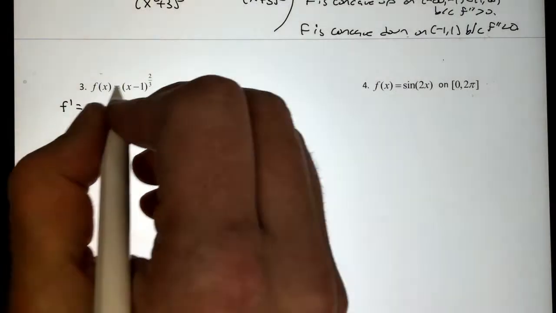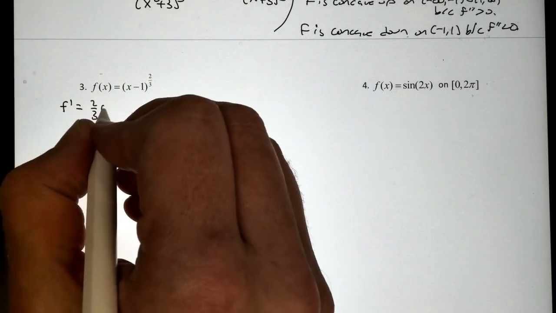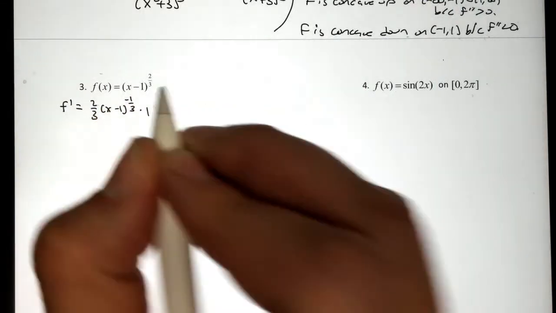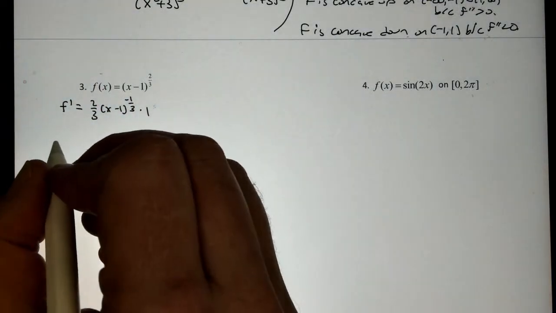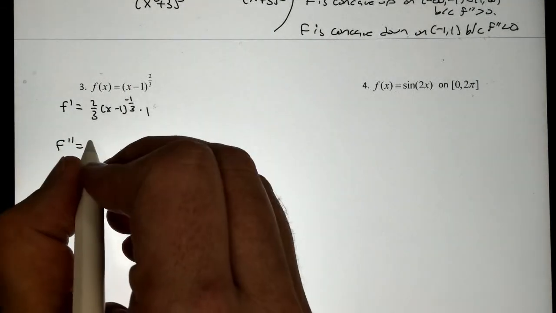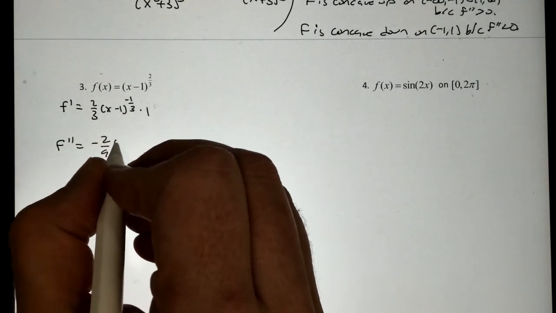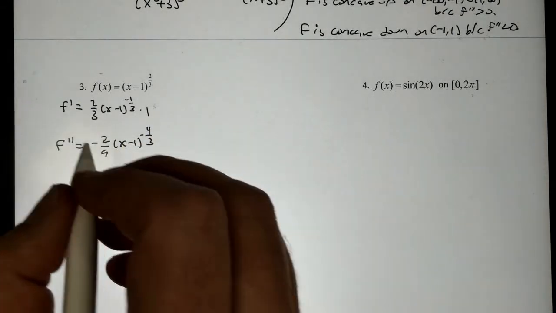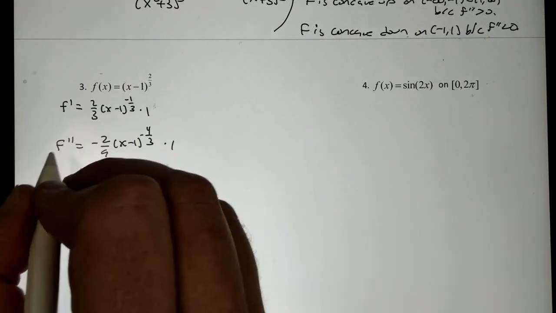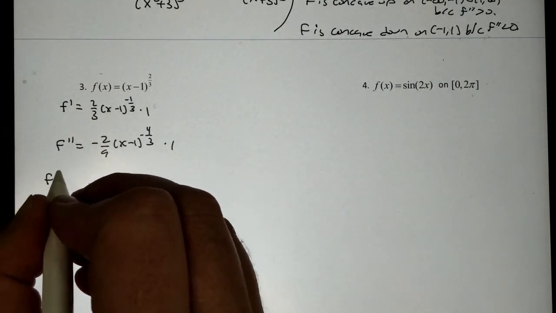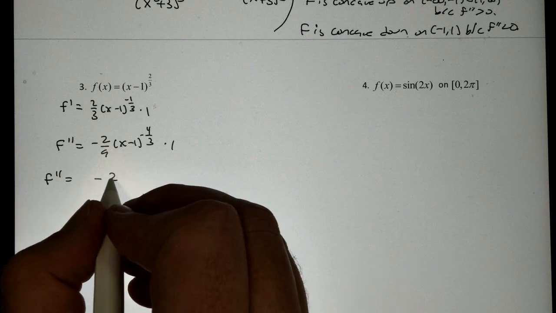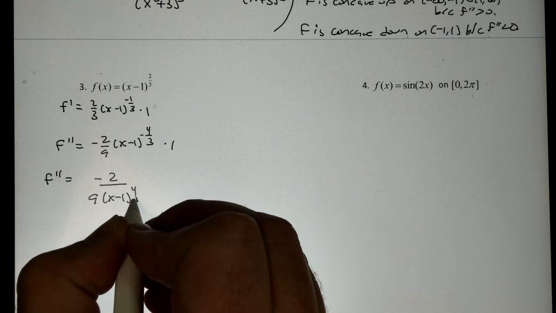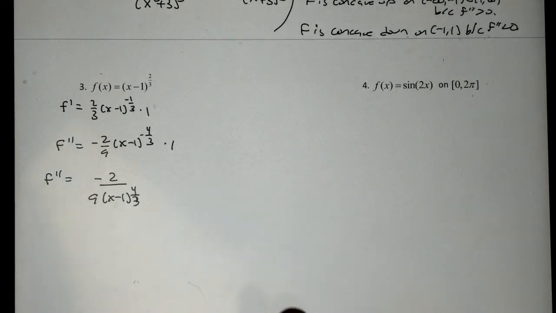And right here, if we take the first derivative, we get 2/3 (x minus 1) to the negative 1/3, times 1. Taking the second derivative, this becomes negative 2/9 (x minus 1) to the negative 4/3. And again, it's times 1 because of the chain rule, but we don't have to worry about that. So I can rewrite this one. Our second derivative becomes negative 2 over 9 times (x minus 1) to the 4/3. There we go, to the 4/3 right there.